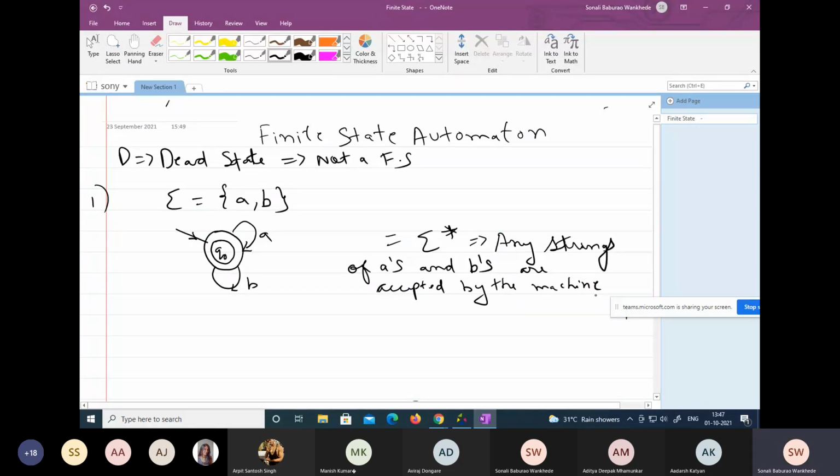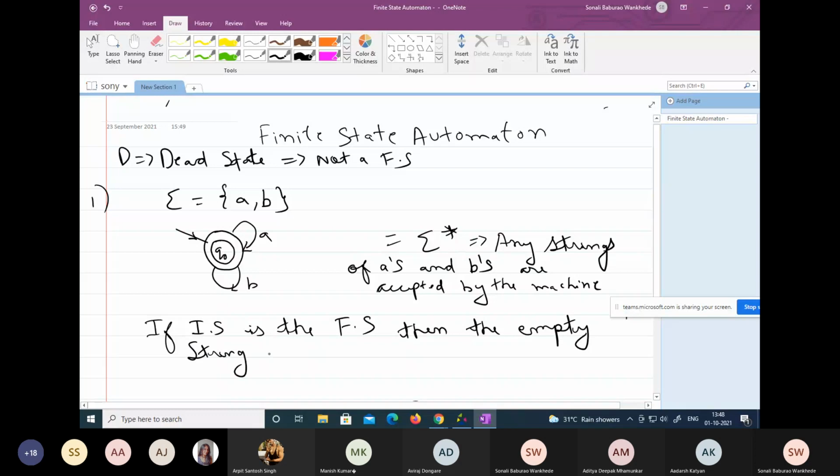So you have to remember that if the initial state is the final state, as you can see in this state diagram, the initial state itself is the final state, then the empty string will be accepted. That is what it is saying. And it is shown by sigma star.